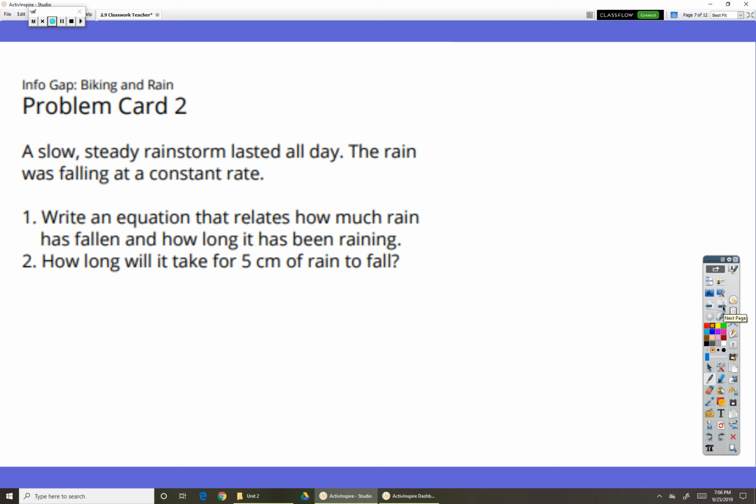A slow, steady rainstorm lasted all day. The rain was falling at a constant rate. Write an equation that relates how much rain has fallen and how long it has been raining. And then, how long will it take for 5 centimeters of rain to fall? So, think about some questions that you might ask, information that you might need to solve this problem.